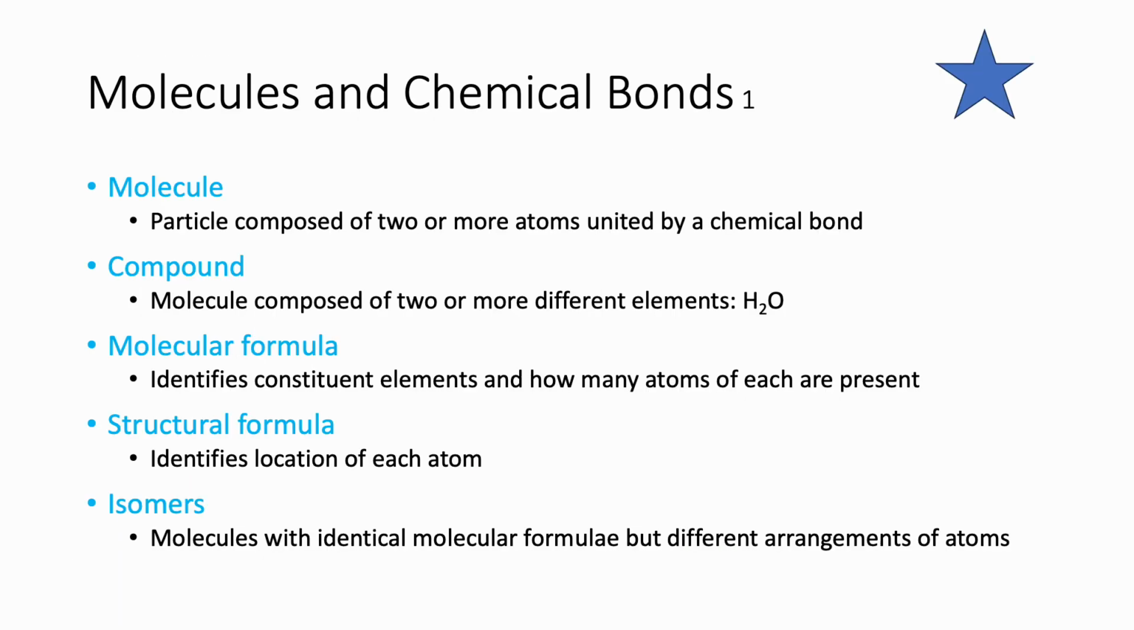Some more definitions. So some more general chemistry. A molecule is a particle composed of two or more atoms united by a chemical bond. A compound is a molecule composed of two or more different elements, like H2O, water. The molecular formula identifies the constituents, elements, and how many atoms of each are present. We'll see that in a second. The structural formula identifies the location of each atom. And then isomers are molecules with identical molecular formula but different arrangements of atoms. We're going to go into detail on these last three terms.